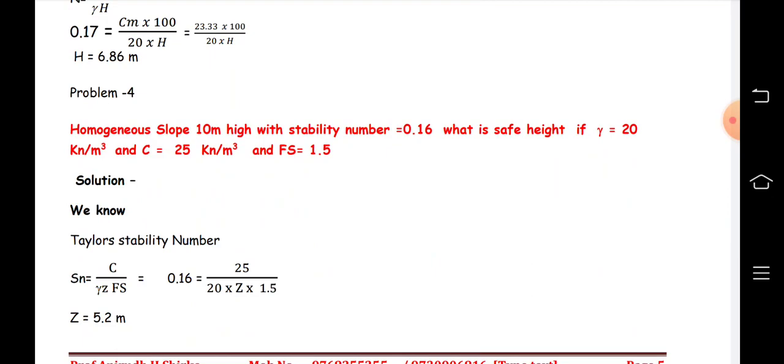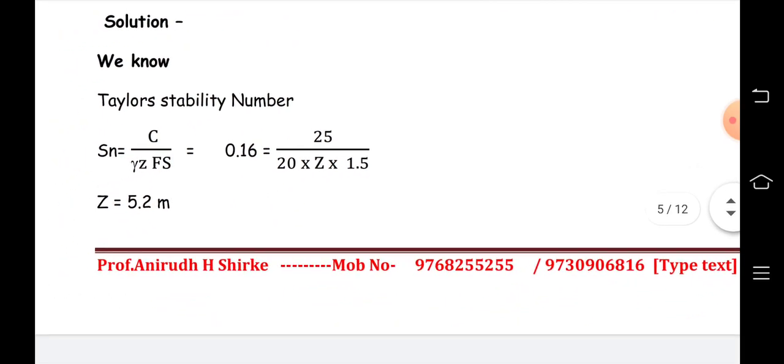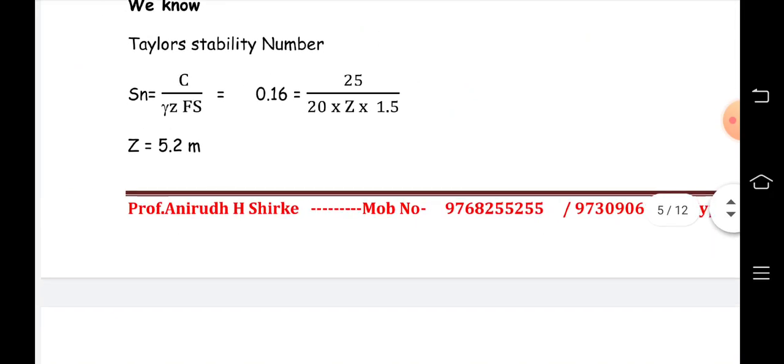Then problem number 4: a homogeneous slope 10 meter high with stability number 0.16. What is its safe height? If gamma equal to 20 kilonewton per meter cube, c equal to 25 kilonewton per meter square and Fs equal to 1.5. Once again the same problem, and we know the formula Sn equal to c upon gamma Z Fs. So put the value of Sn, 0.16, equal to the value of c, 25, upon gamma, 20, then Z we have to calculate, and Fs is 1.5. We get the value 5.2.